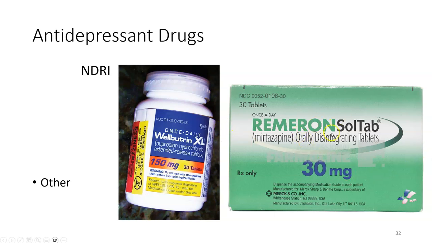Mirtazapine, which is pictured here, Remeron, will block alpha-2 receptors in the brain. Another drug in the chapter is vortioxetine, which inhibits the reuptake of serotonin and stimulates many different serotonin receptors. I told you I had messed up on my animations here. So bupropion is an NDRI and mirtazapine is an alpha-2 receptor blocker.